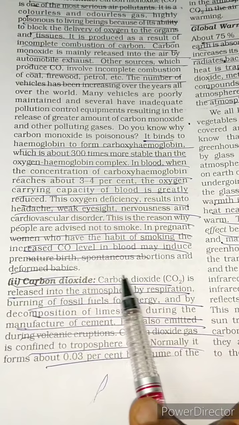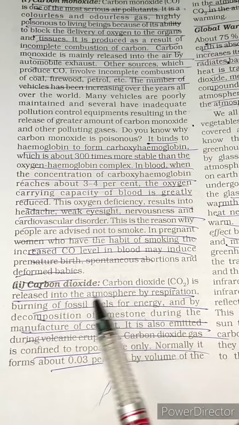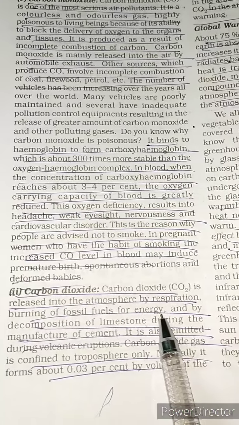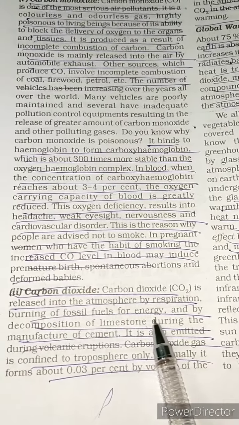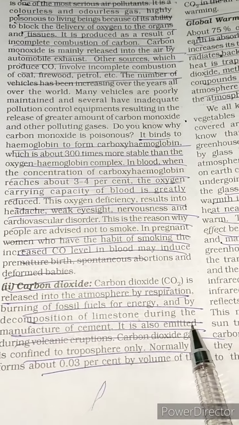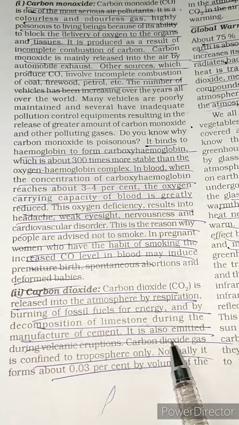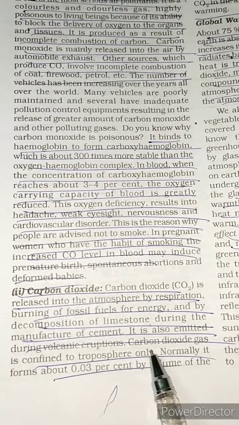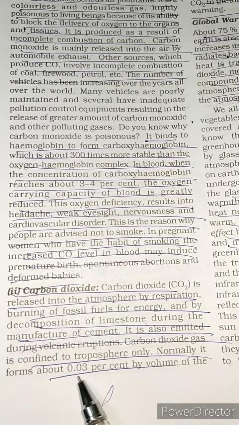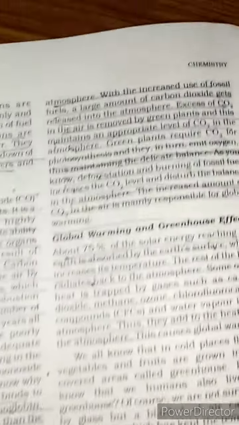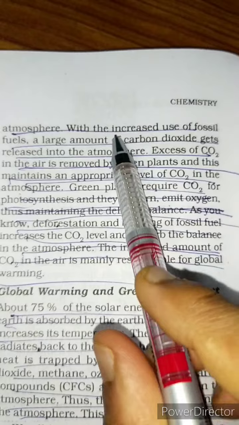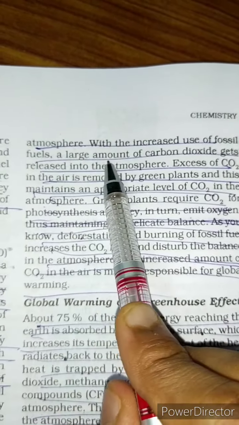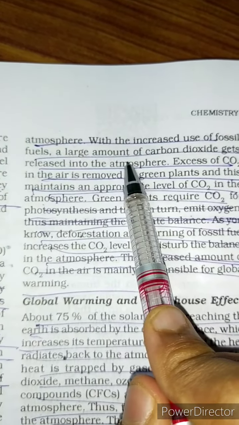Now, carbon dioxide is released into the atmosphere by respiration, burning of fossil fuels for energy, and decomposition of limestone during manufacture of cement. It is also emitted during volcanic eruption. Okay, carbon dioxide gas is confined to the troposphere only. Normally, it forms about 0.03% of the volume of the atmosphere. With increased use of fossil fuels, a large amount of carbon dioxide gets released into the atmosphere.